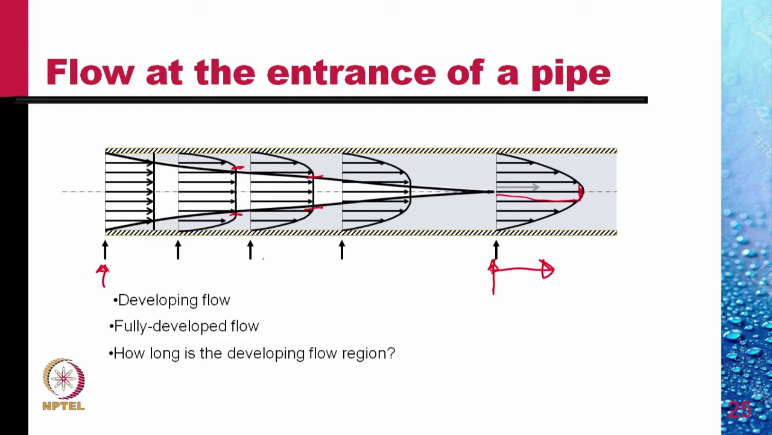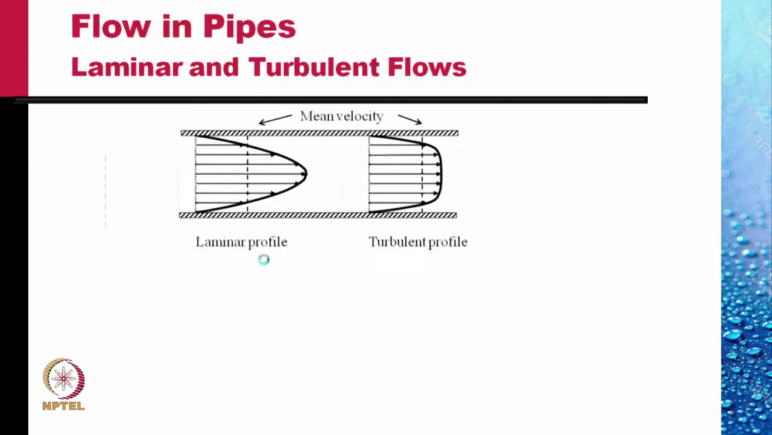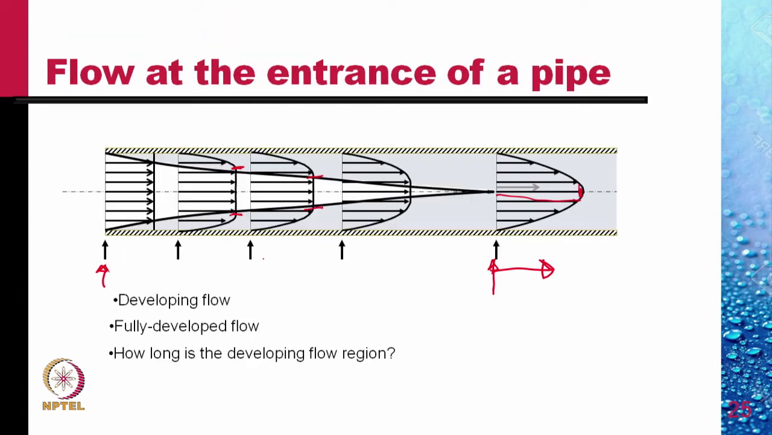And the viscous flow covers the whole region. How long is this developing flow region? The calculations have shown that this is proportional to the diameter of the pipe and to the Reynolds number. For laminar flow, this length could be quite a bit. This length could be up to 100 diameters in laminar flow. But in turbulent flows, this length is quite low. We will discuss this too later.